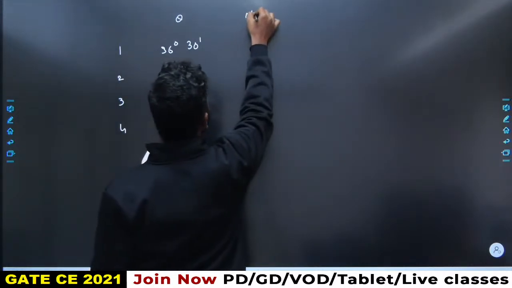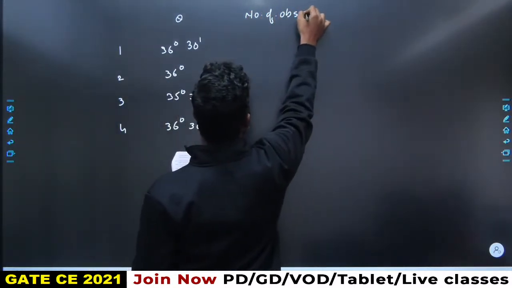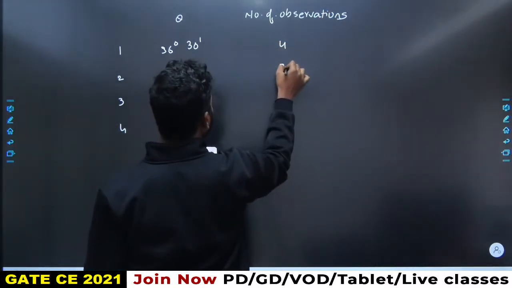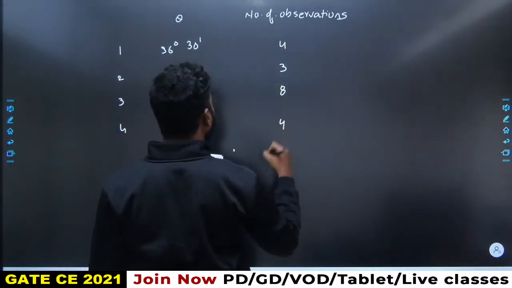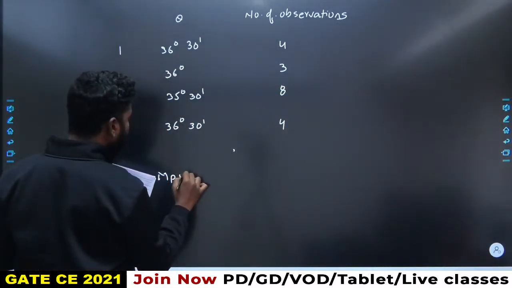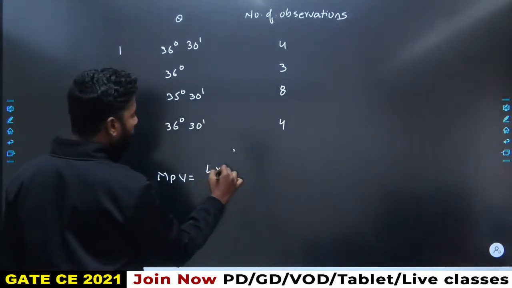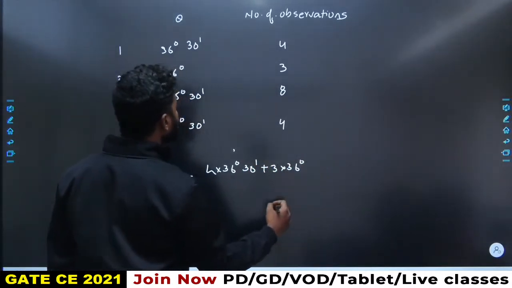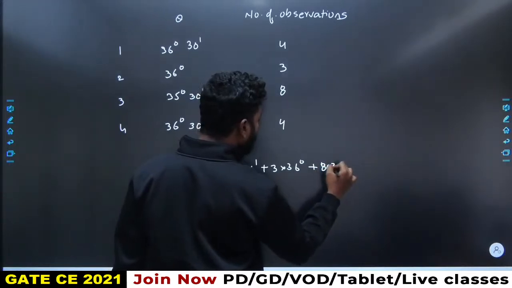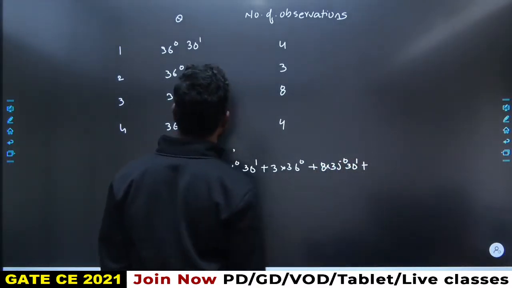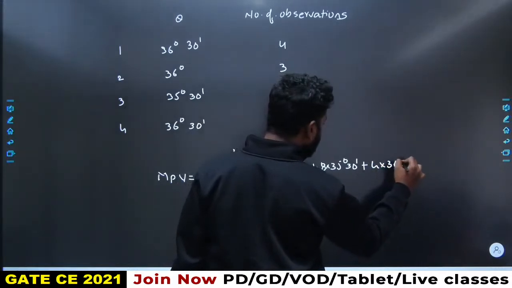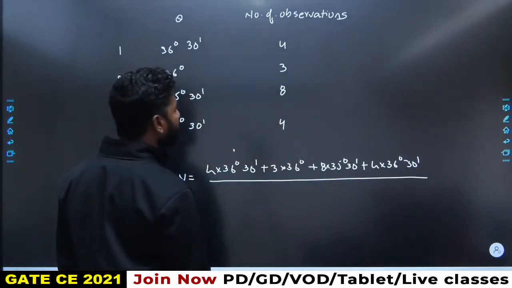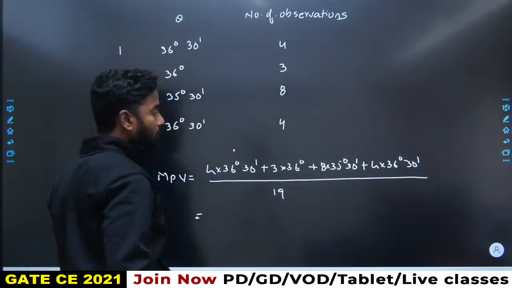Number of observations: if you try to write this, 4, 3, 8, 4, then what is the most probable value? Most probable value equals 4 multiplied with 36 degrees 30 minutes plus 3 multiplied with 36 degrees plus 8 multiplied with 35 degrees 30 minutes plus 4 multiplied with 36 degrees 30 minutes, upon 4 plus 3 is 7, 15, 19, upon 19.